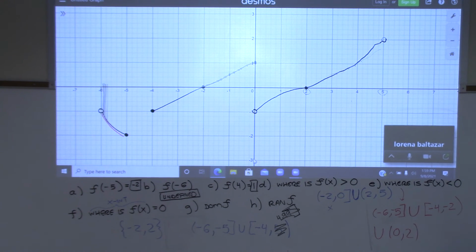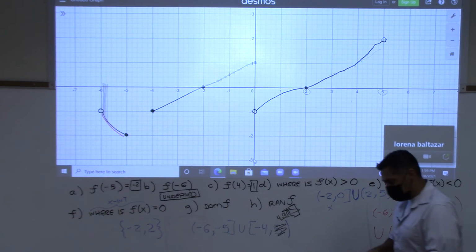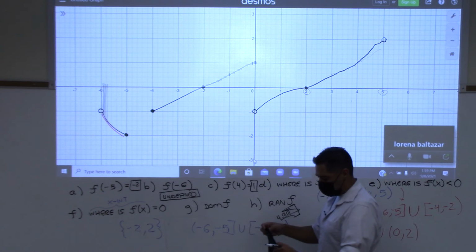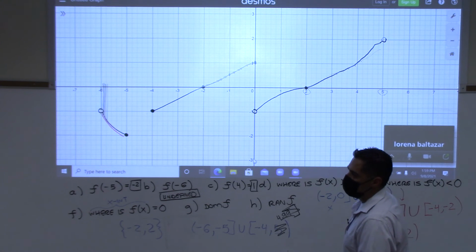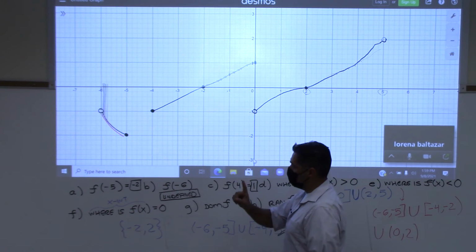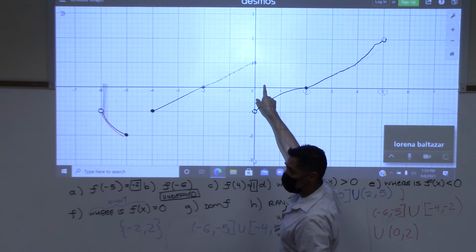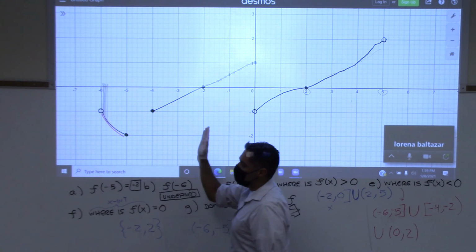All right, what about range? This is why we're here, because there are 3 different parts of the function, and for the domain there's only 2 parts. There's 1 point on the 0, because this one's open and that one's closed.